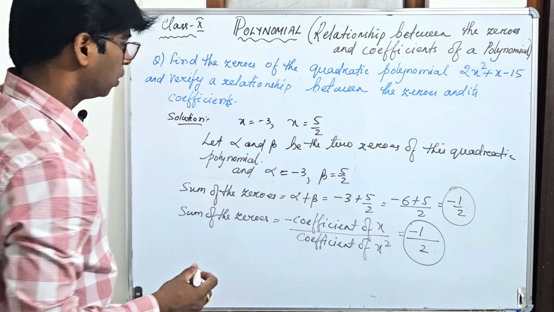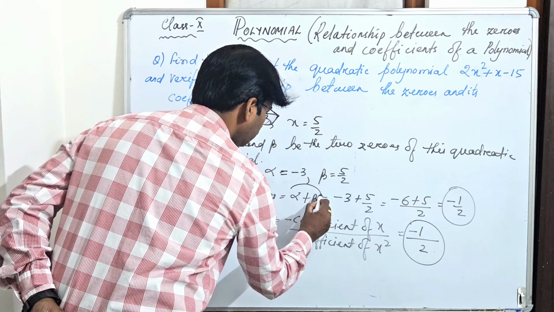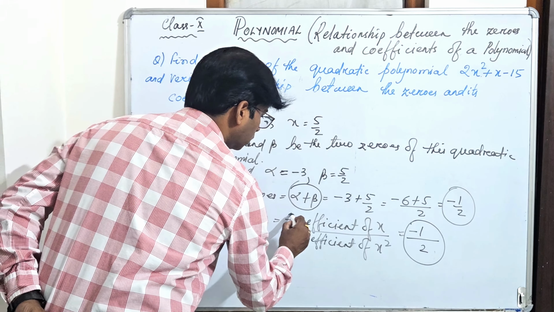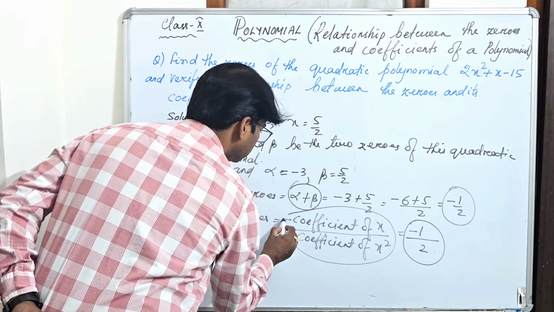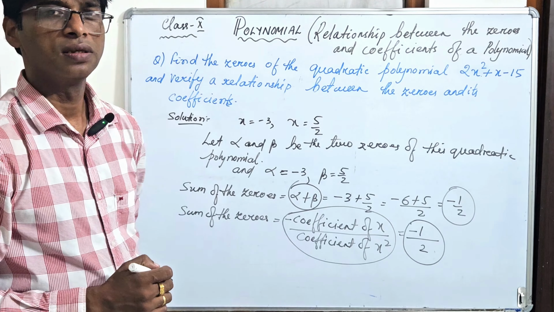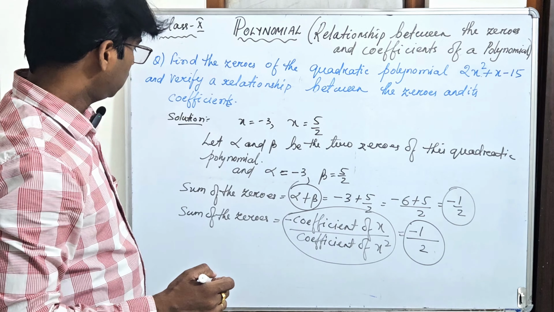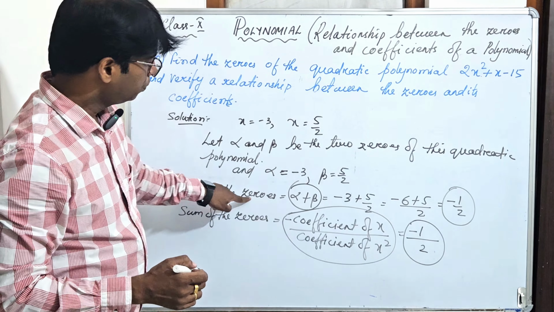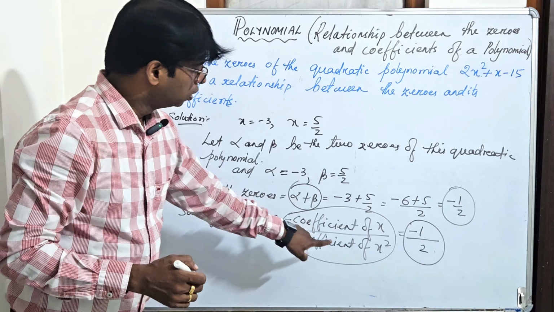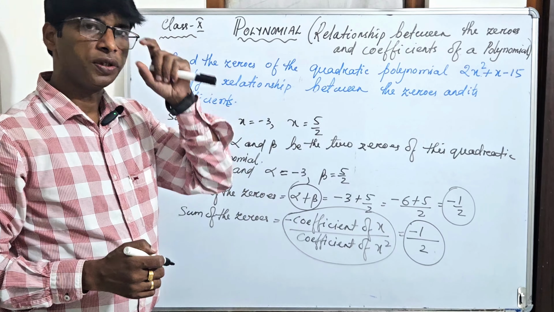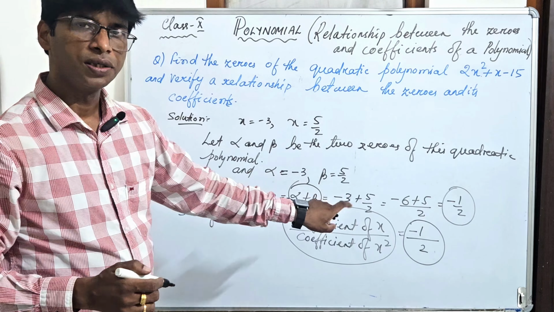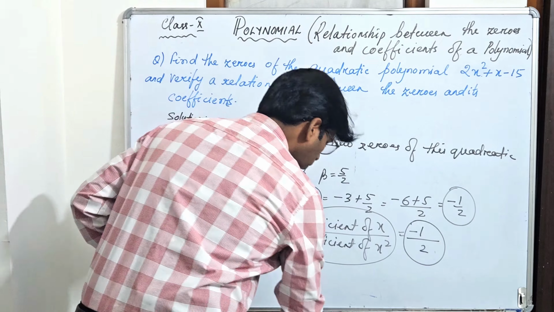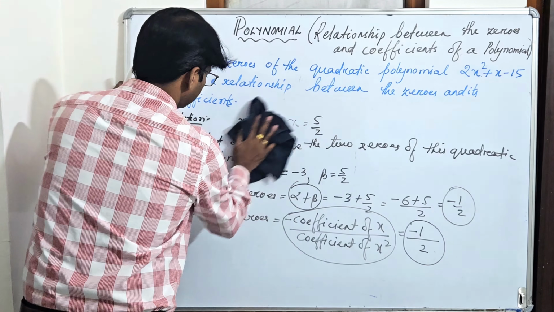So now I can say this sum of the zeros is related to the coefficients of the polynomial. Got it? So in this way, you got to know how the sum of the zeros is related to the coefficient of x and coefficient of x square. So this is one of the relationships. Another part is the product of the zeros. So let us find out.